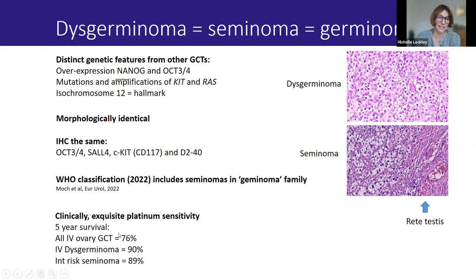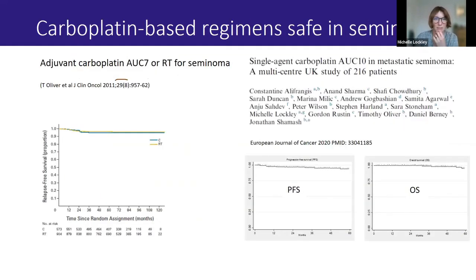Another thing to say is that clinically, these are the ones that do best out of all of the germ cell tumours. If you look at 5-year survival for all ovarian germ cell tumours, it's around three quarters of patients who are alive at that time. Whereas for dysgerminomas and seminomas, it's getting close to 90% 5-year survival. So they're exquisitely sensitive to platinum.